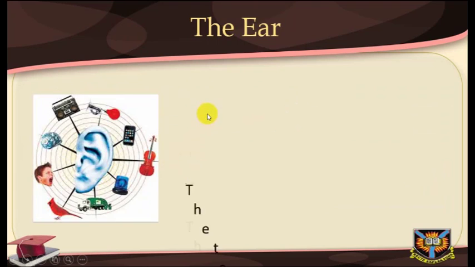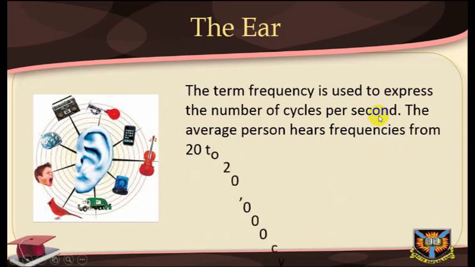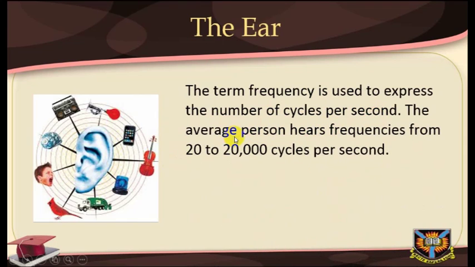The term frequency is used to express the number of cycles per second. The average person hears frequencies from 20 to 20,000 cycles per second. With normal aging, we lose the ability to detect the very highest of these frequencies, such that by age 70, many people have trouble hearing sounds above 6,000 cycles.